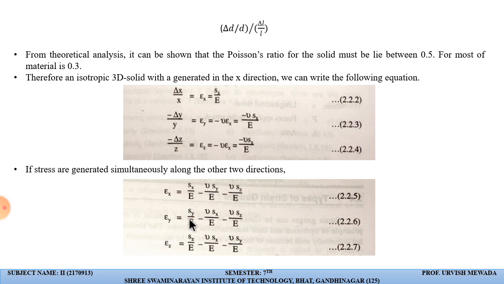Similarly for epsilon y, the equation will become sy by e minus v sx by e minus v sz by e. Similarly for z, the equation will become sz by e minus v sx by e minus v sy by e. So these three are the equations of the strain due to the stresses which are generated simultaneously.